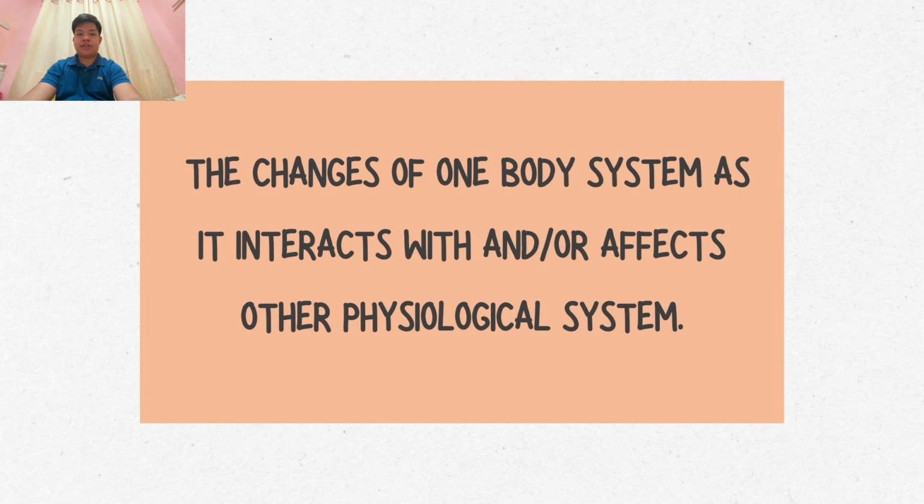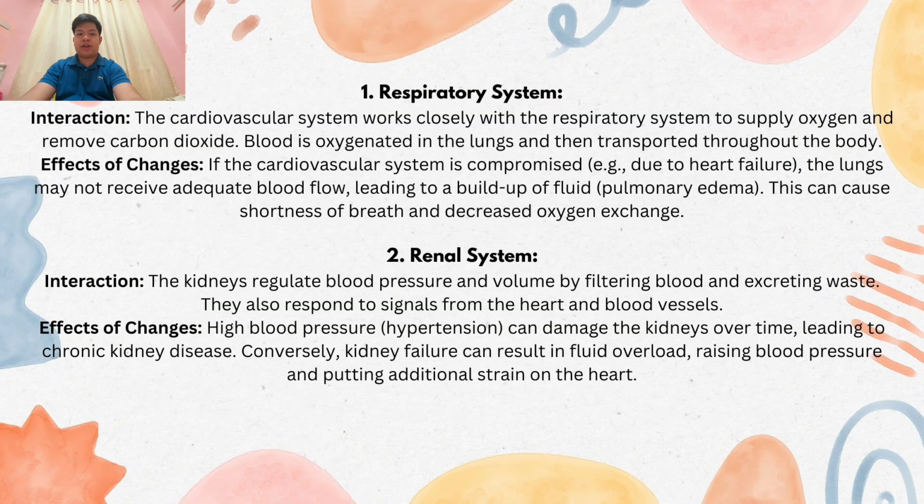The cardiovascular system is deeply interconnected with other physiological systems in the body. Here's how changes in the cardiovascular system can interact with and affect other systems. Number 1, respiratory system interaction. The cardiovascular system works closely with the respiratory system to supply oxygen and remove carbon dioxide. Blood is oxygenated in the lungs and then transported throughout the body.